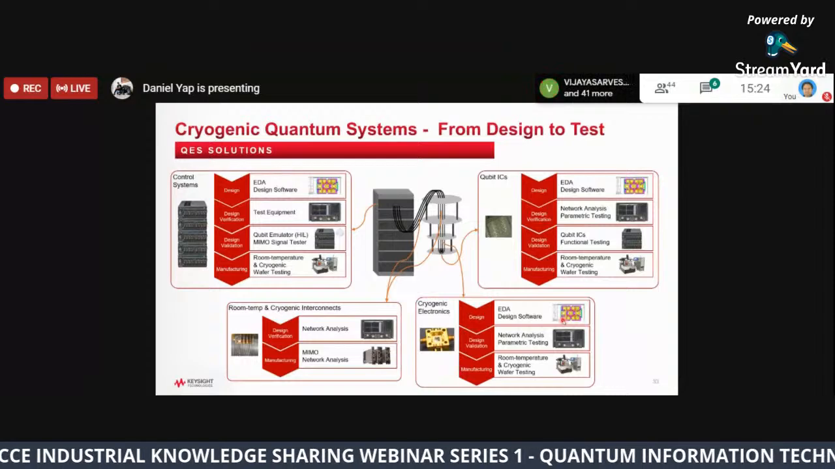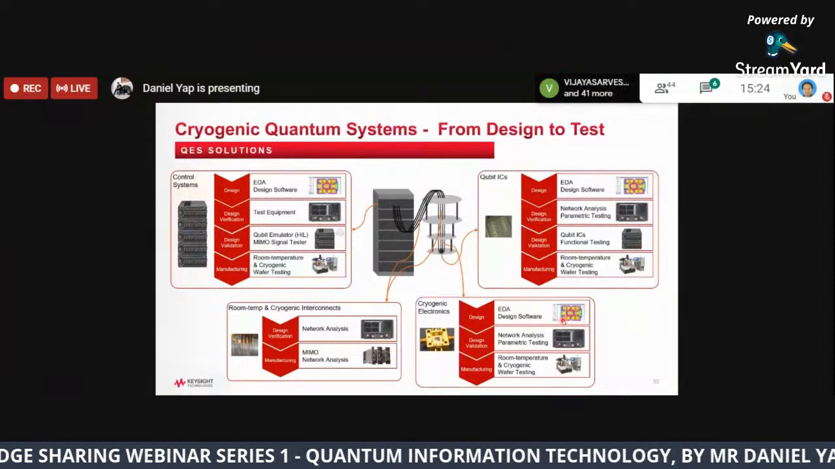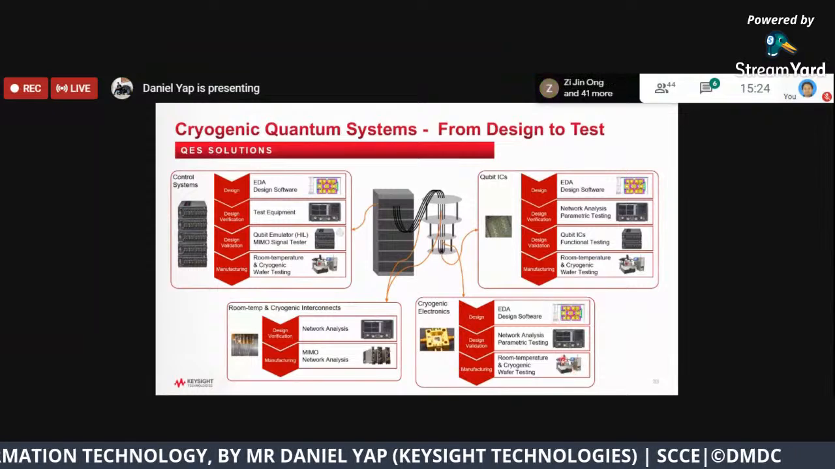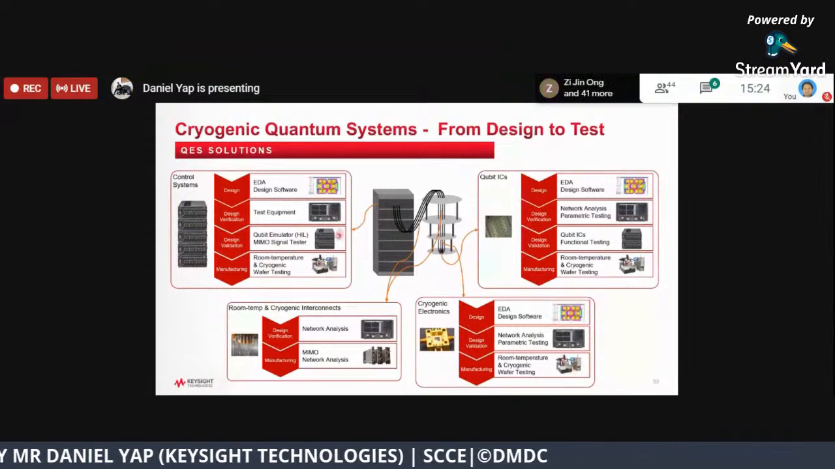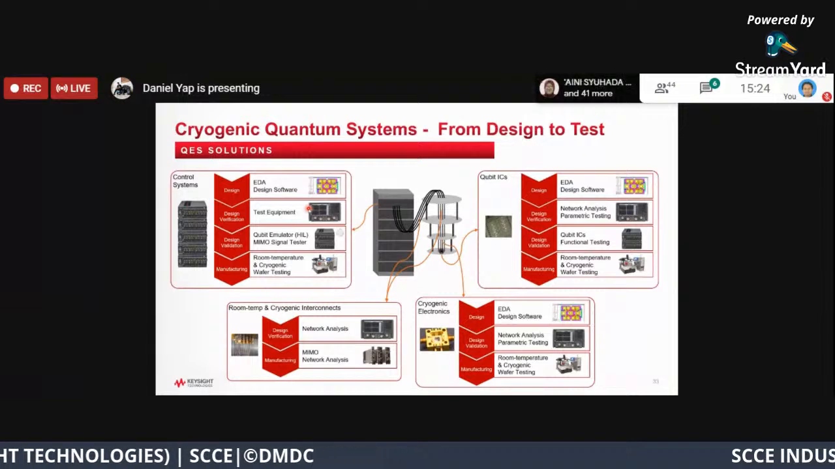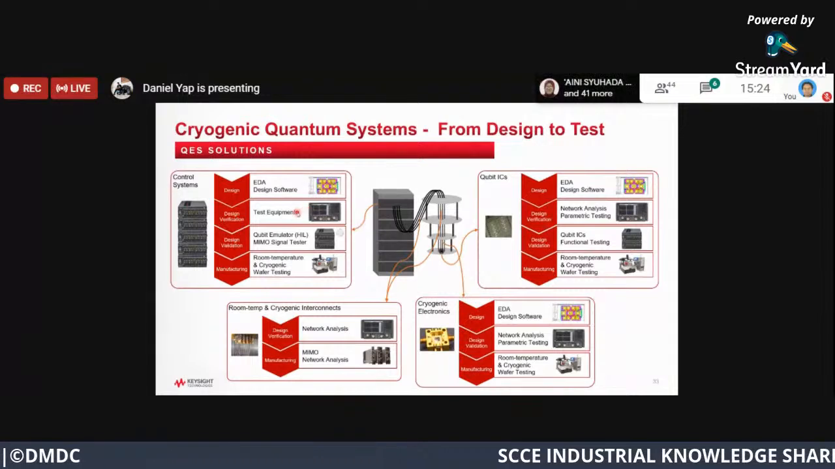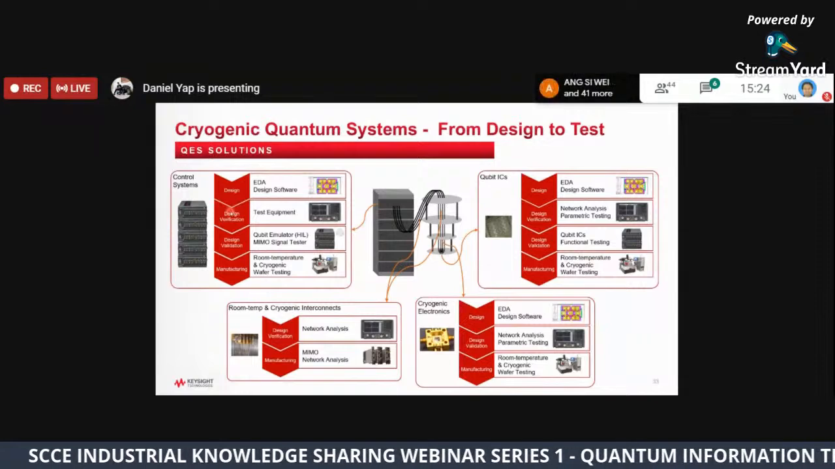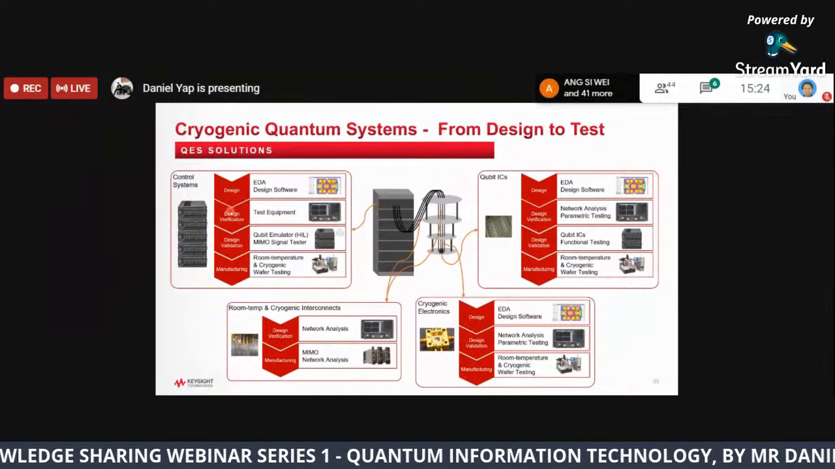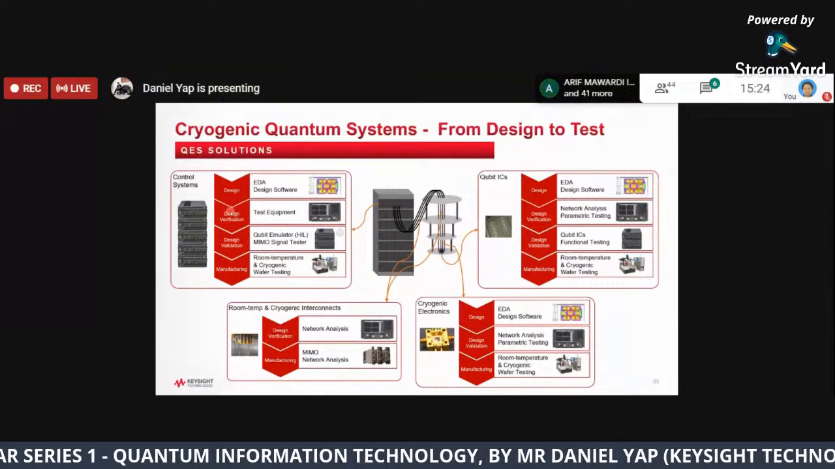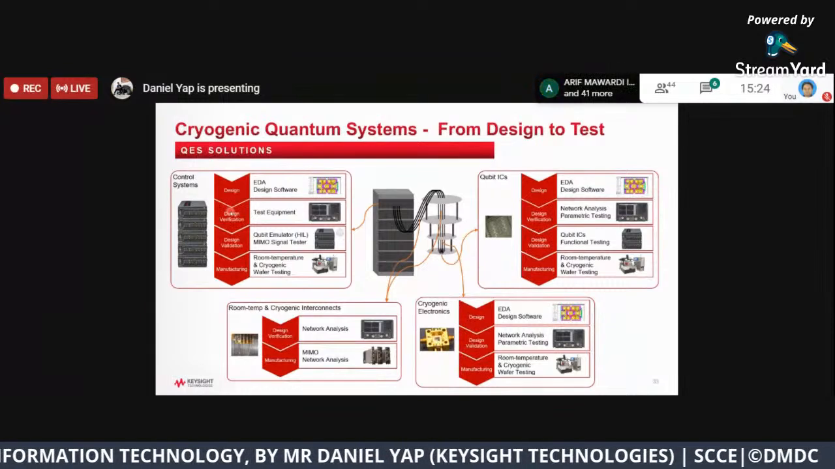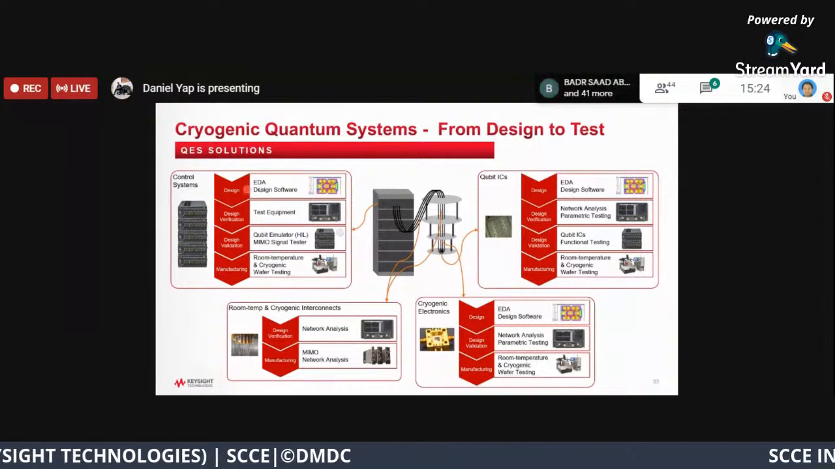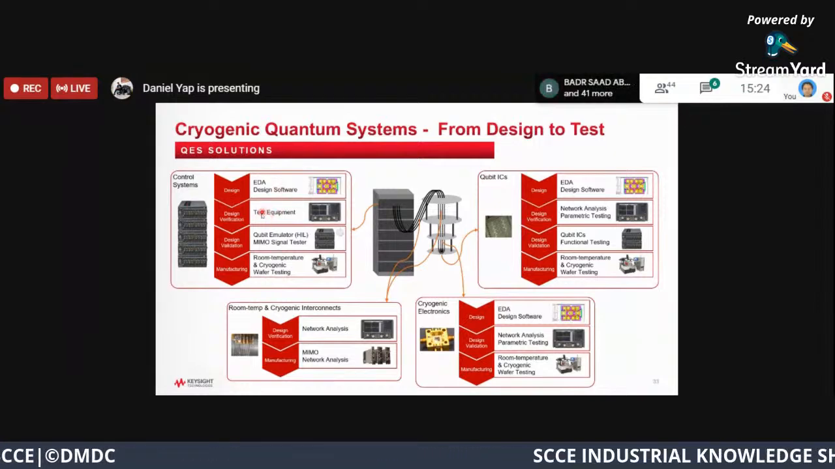Now, on the cryogenic quantum system, from design to test, these are the areas of activities being done. Let's look at the first one, the control system. Even if you want to build a control system, it's not that one person does everything. It is almost like a group of people doing one thing. If you want to design the control system, maybe you have to start from software and then go through everything as well.